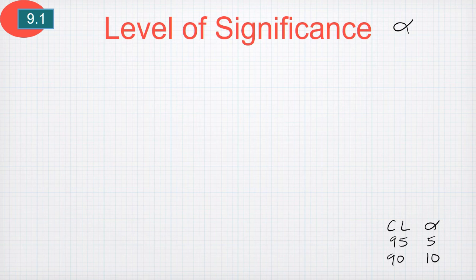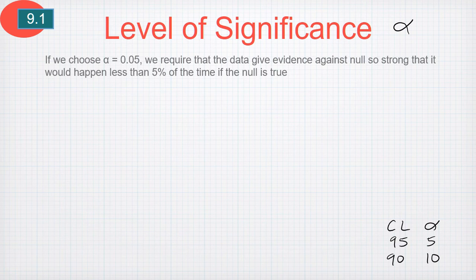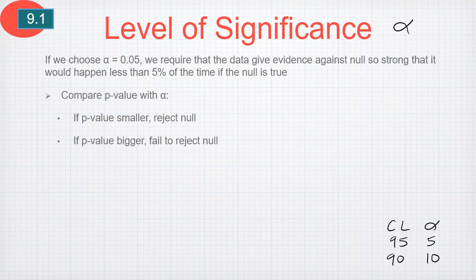So essentially what it's saying is, if you choose an alpha of 0.05, so that's 5%, that would be a confidence level of 95%, just to say it in a bunch of different ways. We require that the data give evidence against the null so strong that it would happen less than 5% of the time if the null was true. Okay, so how do we figure that out? We compare our p-value with alpha.